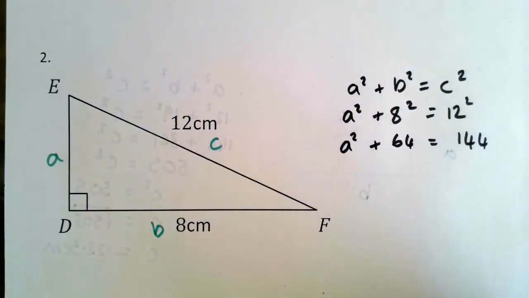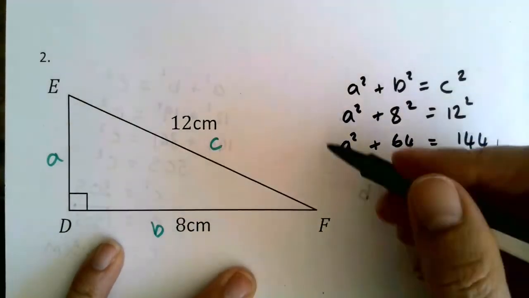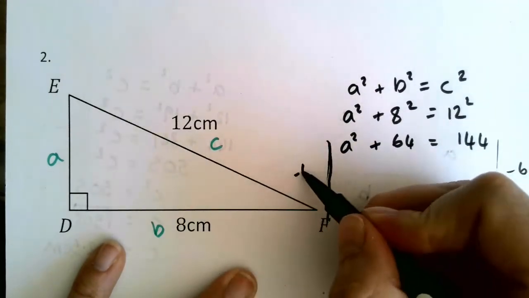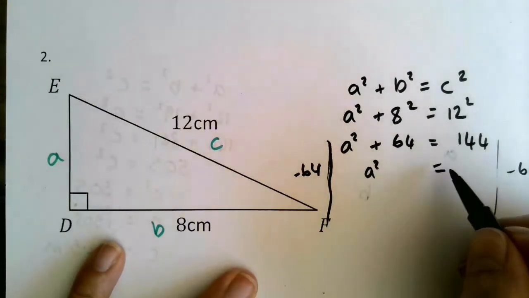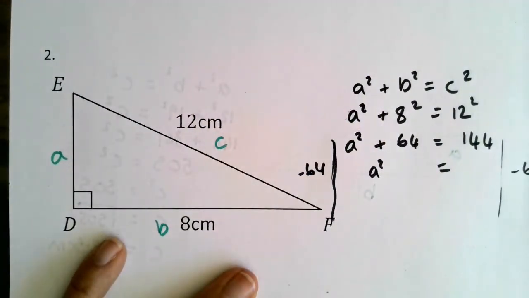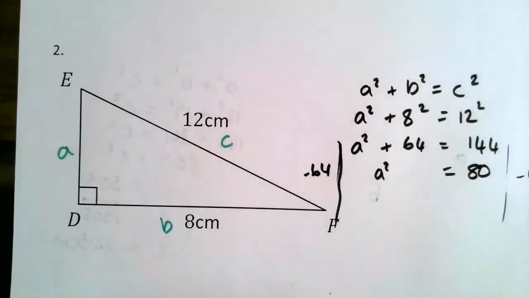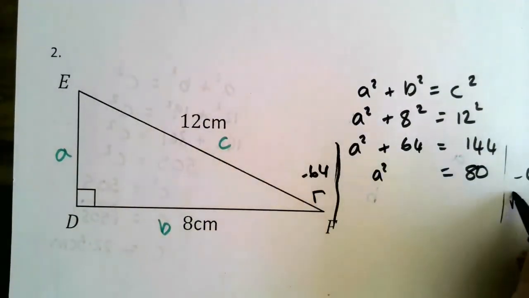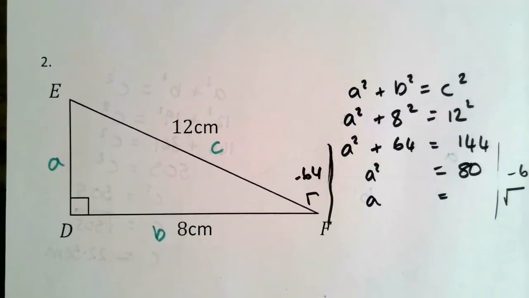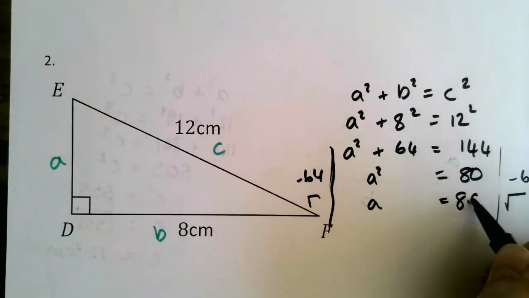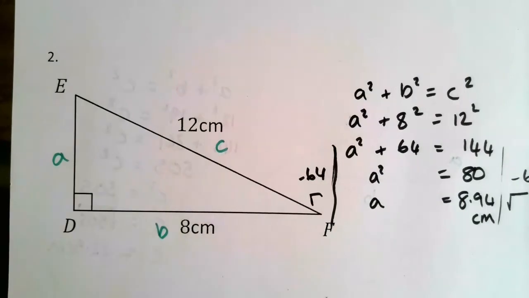So to get a on its own, we need to take 64 away from both sides. Taking 64 away from this side just leaves me with a squared, and 144 take away 64 is 80. And then we need to square root both sides. So the square root of 80 is 8.94. Oh, I've run out of room again, but the unit is centimetres, because these other ones are in centimetres.